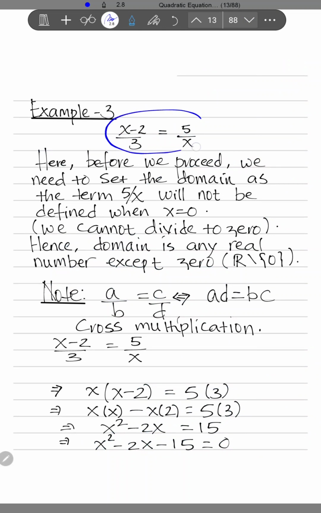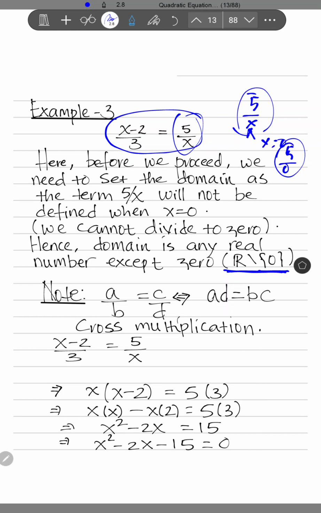Here we have one expression, which is x minus 2 over 3 is equal to 5 over x. Before we proceed, we need to set the domain, as the term 5 over x will not be defined when x is equal to 0. Can you see this one here? When we say 5 over x as an expression, can we put x equal to 0? Then we will have 5 divided by 0, which is not defined, right? So whatever solution set we get, if that solution is 0, it will not be valid. We need to keep that in mind. So the domain for this equation, where we look for the answer, is any real number but never 0, different from 0.